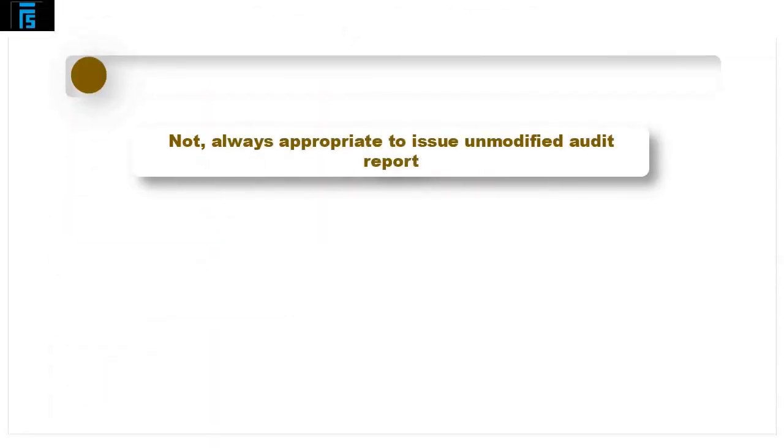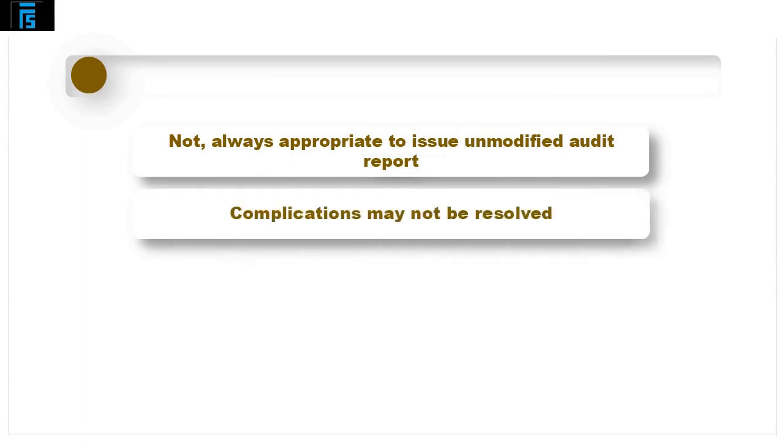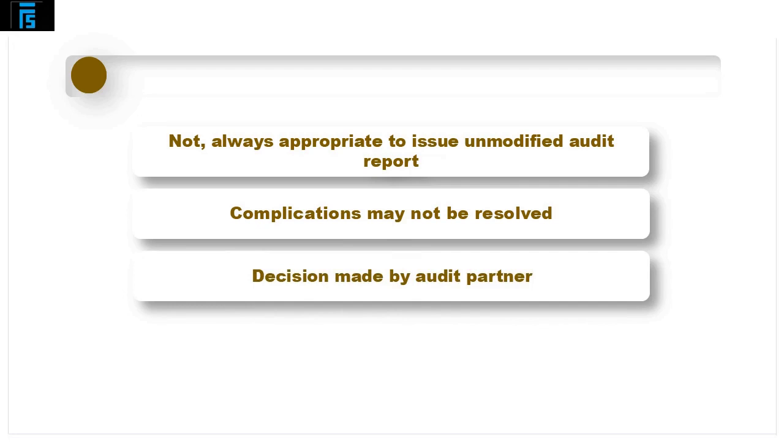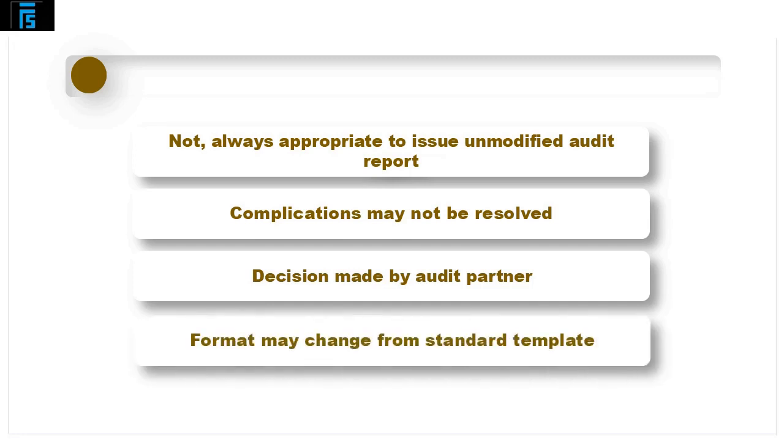We have now seen what would be included in an audit report if the auditors conclude that the financial statements are true and fair. However, when concluding an audit, it may not always be appropriate to state this, and there may be complications that need to be communicated. The forming of the audit opinion is usually made by the audit or engagement partner, based on all of the evidence collected and discussions made with the audit team and the client. The format of the audit report may therefore change depending on what they conclude.